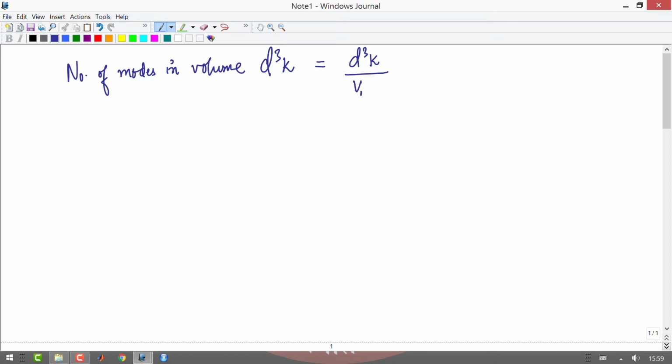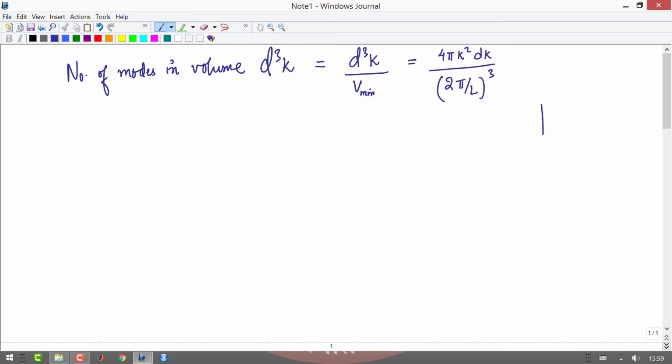So, I will say that is the minimum volume in the k space, and the minimum volume that I can occupy is nothing but (2π/L)^3. The k space volume element can be written as 4πk², which is the surface area, times the thickness of the shell, that gives me the volume element d³k.